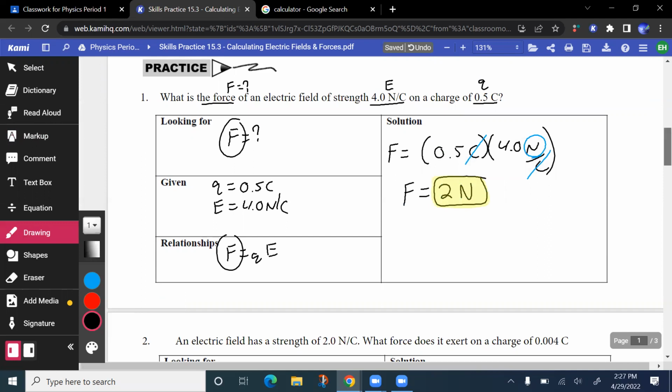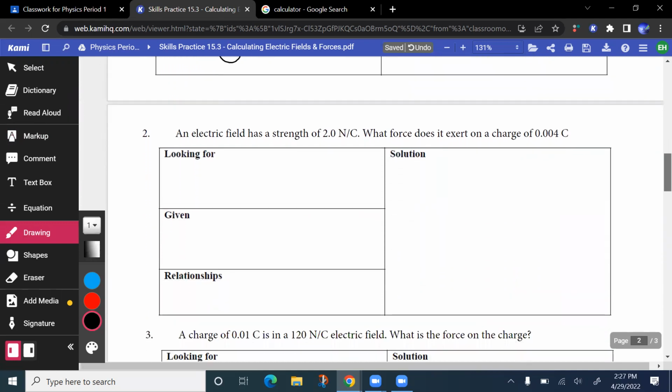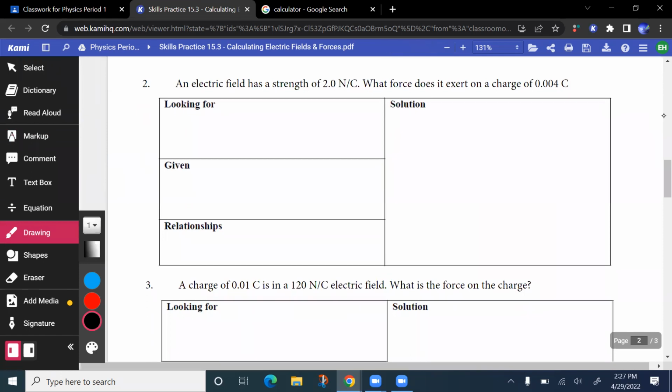Number 2. An electric field has a strength of 2 newtons per coulomb. That would be E. What force does it exert on a charge of 0.004 coulombs? So again, F is the question mark. Again, we are given Q, the charge of 0.004 coulombs.